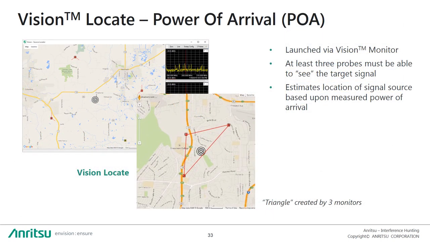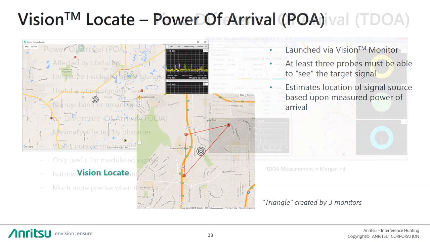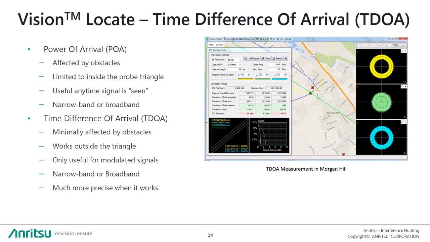As I mentioned, one of the techniques used to locate a signal is power of arrival. It requires at least 3 probes to see the signal. The location of the signal source is estimated based on the power measured at each probe. The other method is time difference of arrival.